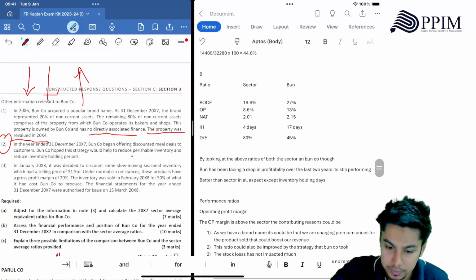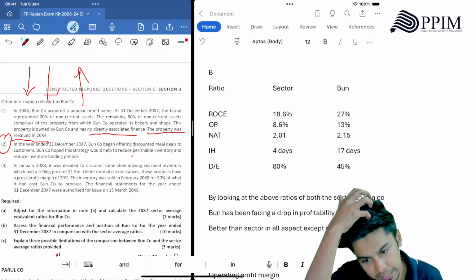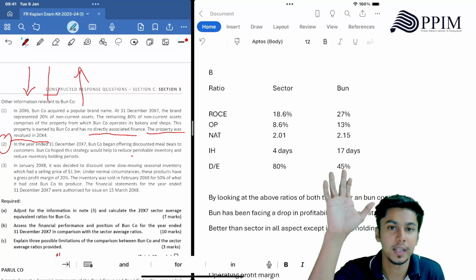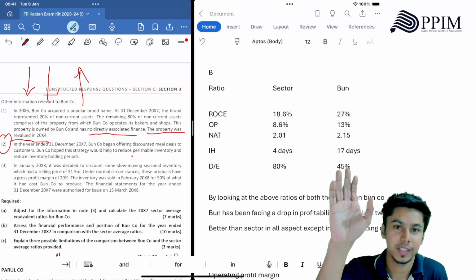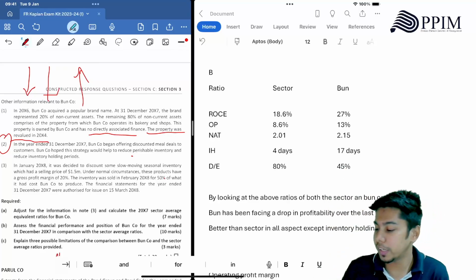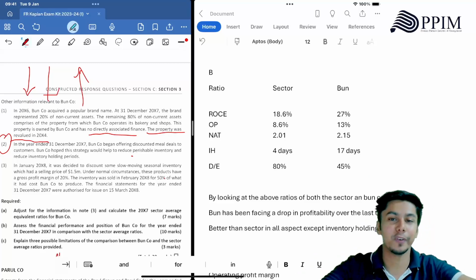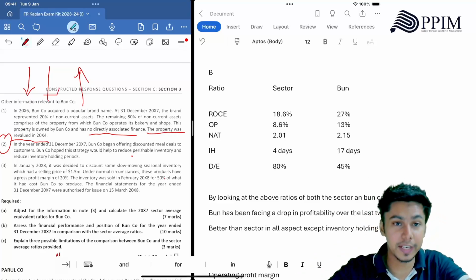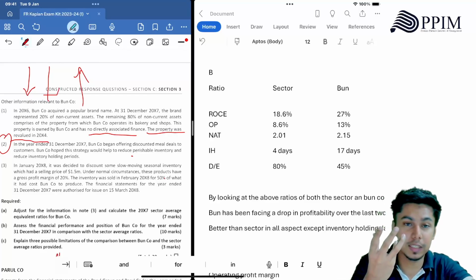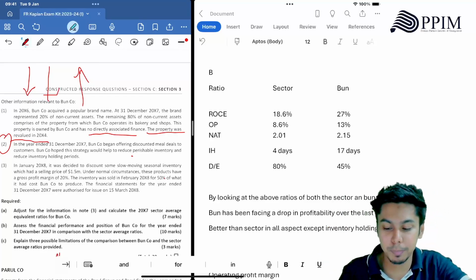Now guys, next one, inventory holding days. Sector is 4, we are 17. Now listen, we are a bakery. If we are a bakery, think about the nature of the business. Should our inventory holding days be high or low? It has to be very low, right? Because our products are very perishable. So we are taking 17 days to sell while other people are taking 4 days.